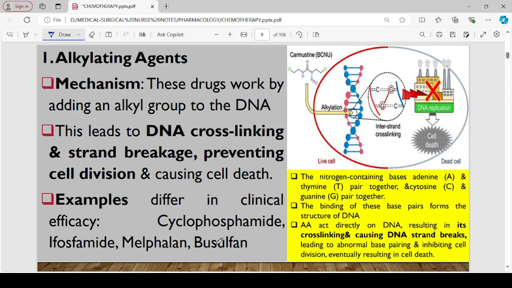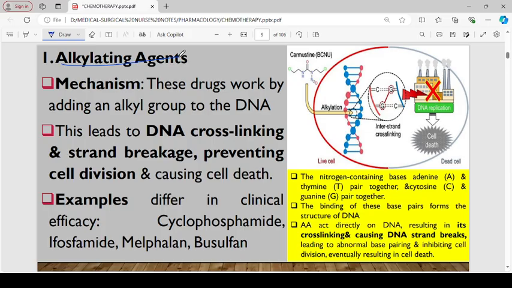Okay, so we have several chemotherapeutic agents that are used to treat cancer, and they are classified based on their mechanism of action, right? Some are cell cycle-specific, others are non-cell cycle-specific. Towards the end of this presentation, I'll be summarizing for you which medications are cell cycle-specific and non-specific, all right? Let's start with the first group, which is the alkylating agents.